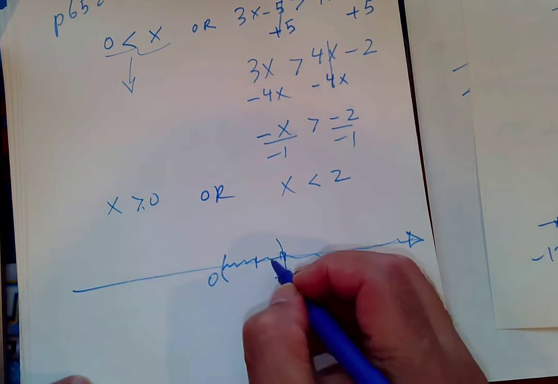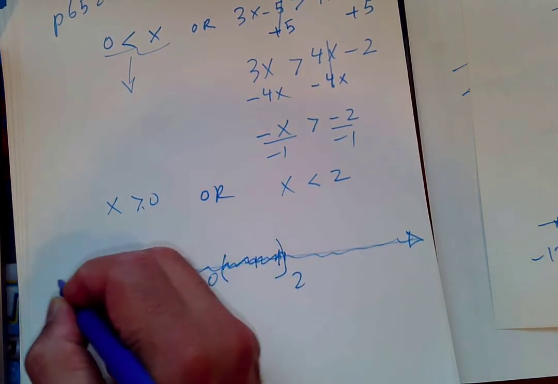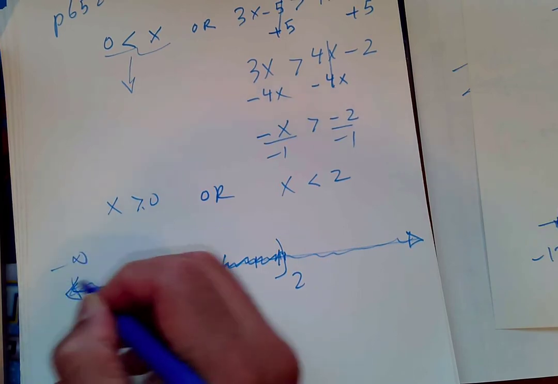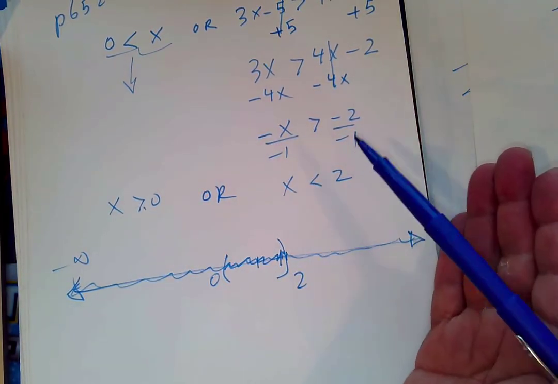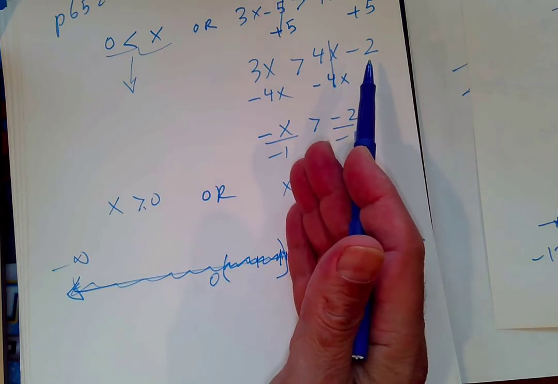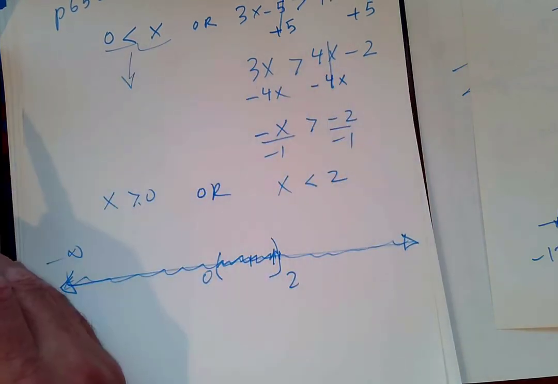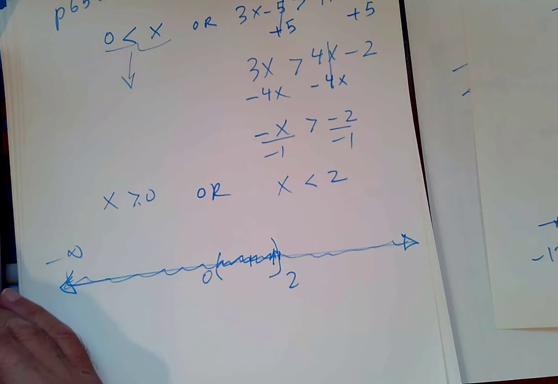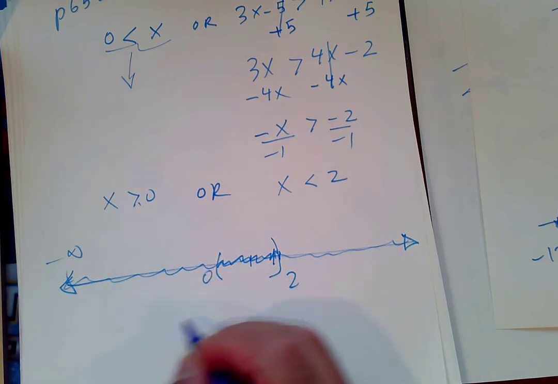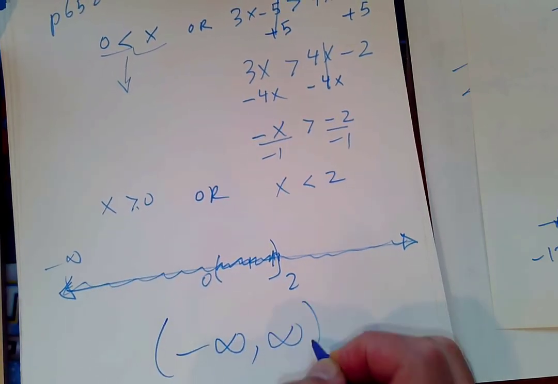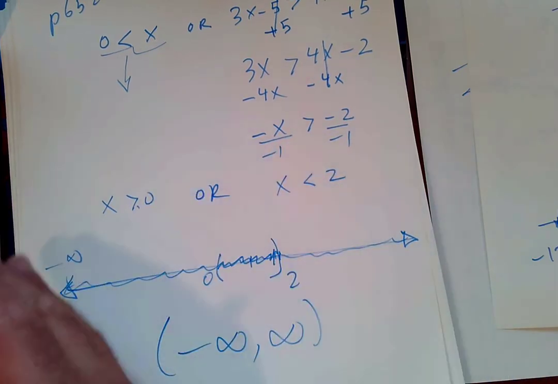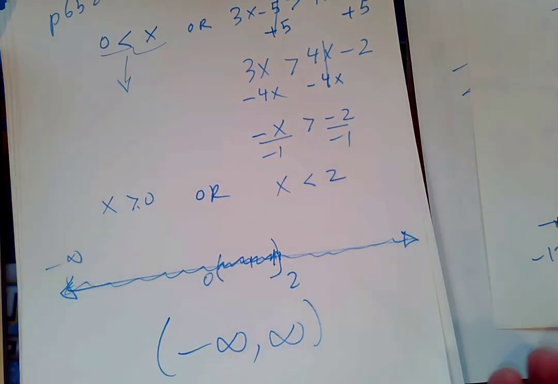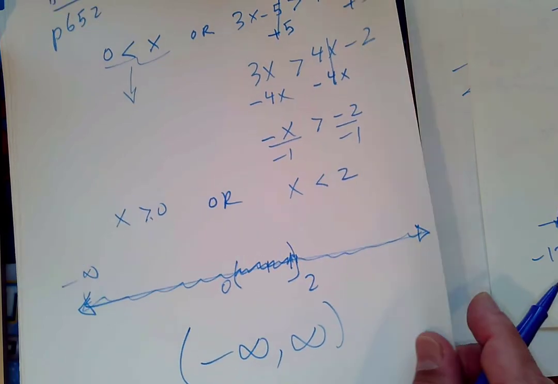So you can see that includes the whole number line, right? If x is greater than 0, you're getting all the positive numbers. If x is less than 2, you're getting all the numbers to the left of 2. So that includes all the negatives also. So your solution is actually the whole number line, right? All the positives are solutions. All the numbers less than 2 are solutions. So all real numbers are solutions, okay?